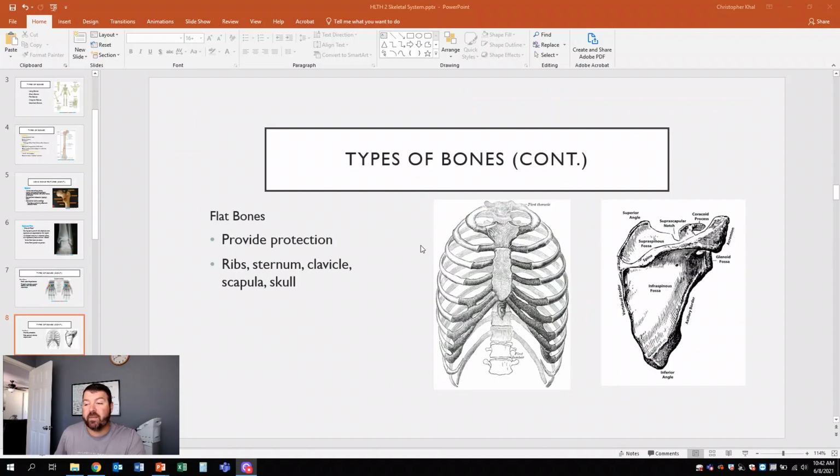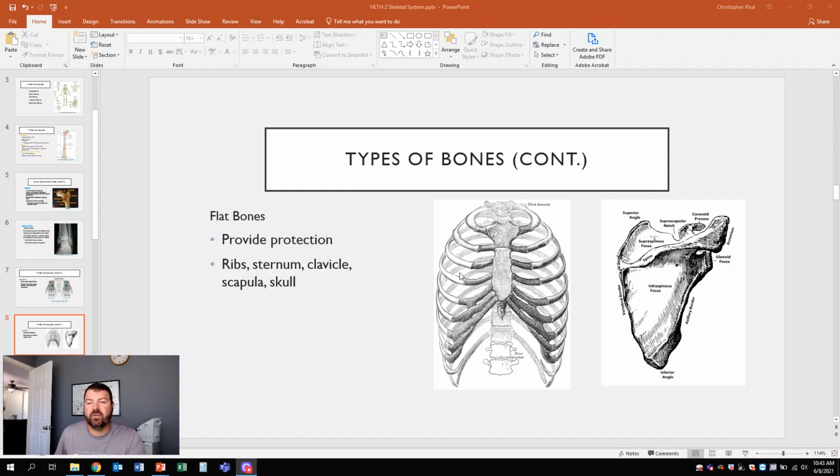Okay, next we have flat bones. Flat bones provide a good amount of protection. The important ones are your ribs, sternum, clavicle, scapula, and skull. Let's say your ribs here, your ribs actually bend. They're not round like we used to see in the cartoons. They're very flat, and they bend, which allows your thoracic cavity to expand and contract during breathing, which is very, very normal.